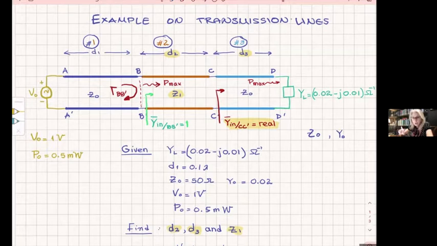All right, how to make it Y input at BB prime before normalizing equal to Y naught. If I make Y input at BB prime before normalization equal to Y naught, that means that Z input at BB prime becomes equal to Z naught. And that is going to make the reflection coefficient 0. Got it. Okay, thank you. Sure. Any other questions?